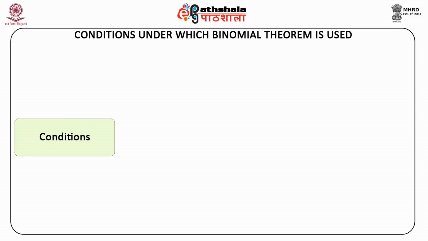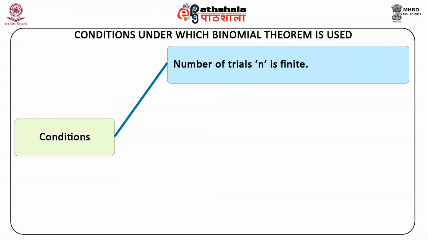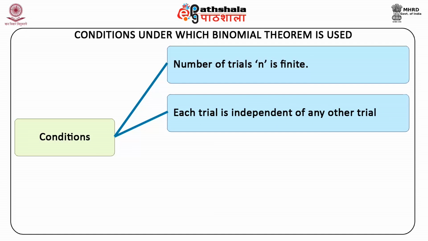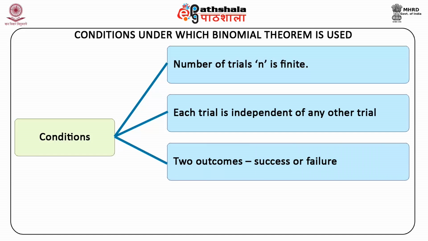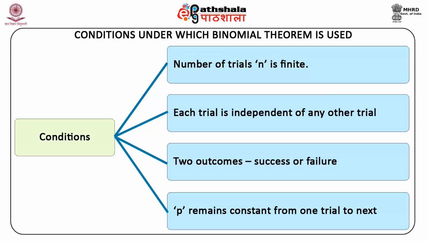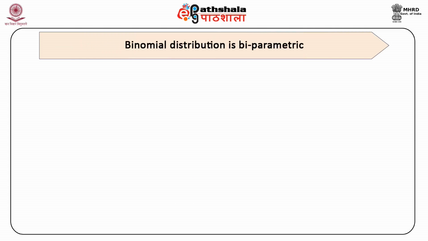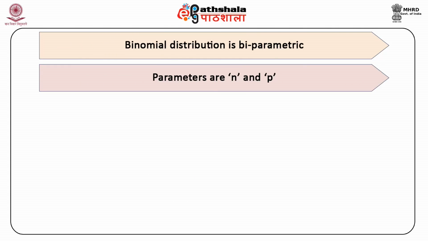Let us look at the conditions under which the binomial theorem is used. There are 4 such conditions. Number 1. The number of trials n is finite. Each trial is independent of any other trial. There are only 2 possible outcomes of an experiment, that is, a success or a failure. The probability of success p remains constant from one trial to the next, as does the probability of a failure q. The binomial distribution is biparametric and the parameters are n and p.